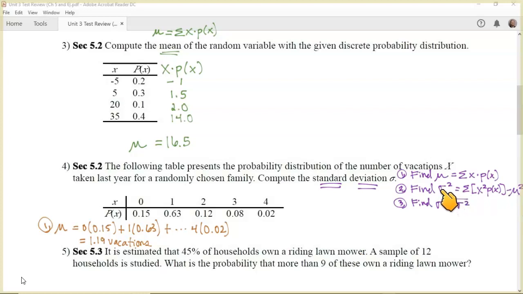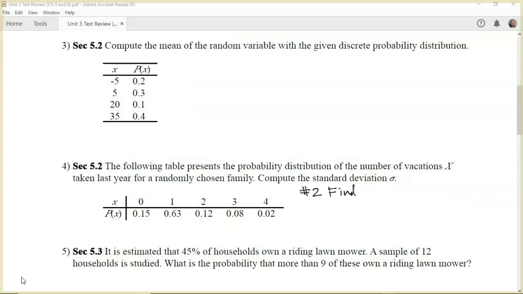the variance. The variance is sigma squared, which is necessary to find the standard deviation, which is the square root of that value. So now we more or less repeat this process, except we need to square the x values. So x squared times the probability. And when I did this in previous videos, I made a little table. So I'm going to make that over here.